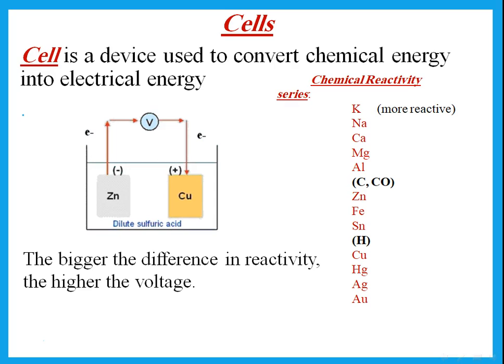Now, if we need a cell that will produce a higher voltage, then I should have two metals that have a larger difference in reactivity. For example, where is zinc and where is copper in this reactivity series? What if we replace the zinc with magnesium? Then instead of zinc and copper, we now have magnesium and copper, so the difference in reactivity is higher. So this will give a higher voltage or more electric current.